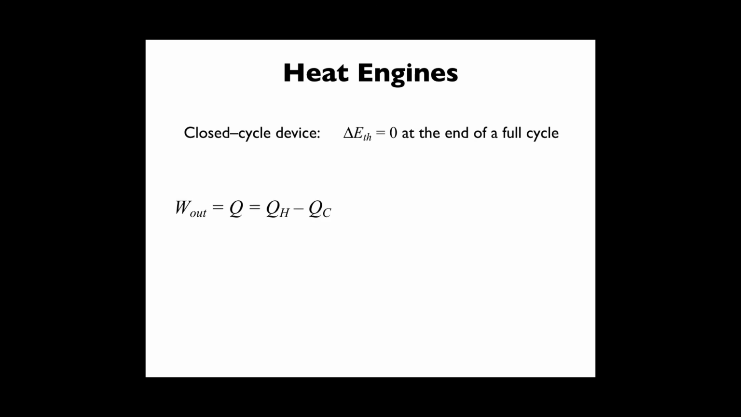So that means your work out is equal to Q, right? This is the work done per cycle by a heat engine. So every time you have a cycle, you get a certain amount of energy out of your engine. And that's going to be equal to Q, which is equal to QH minus QC.